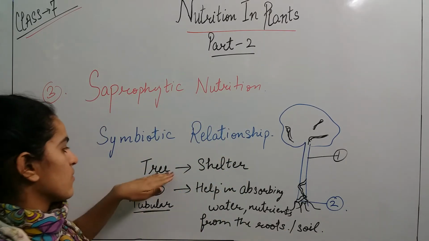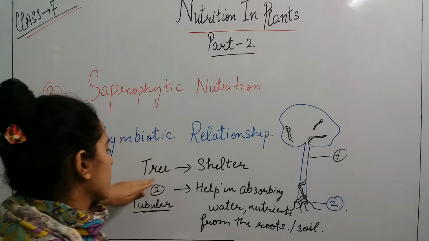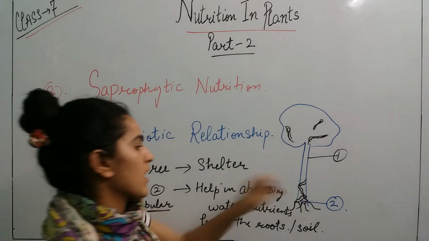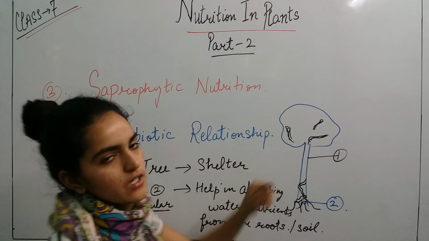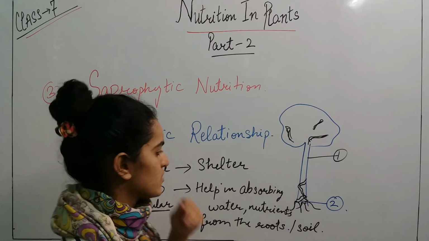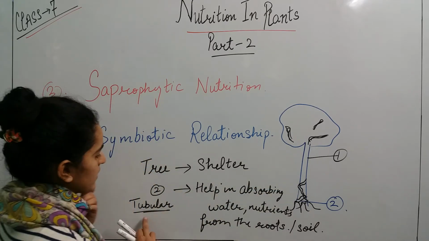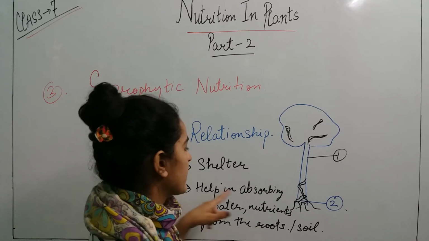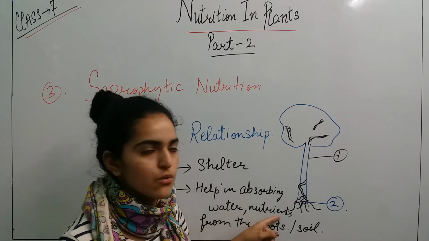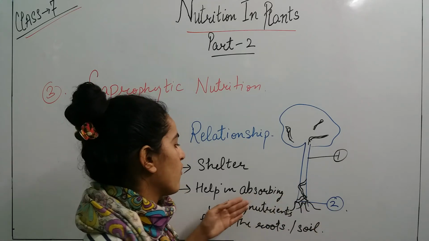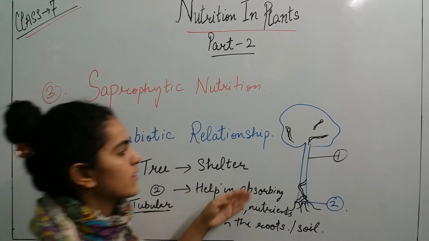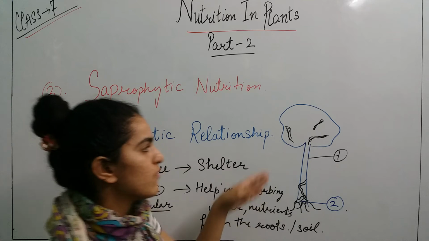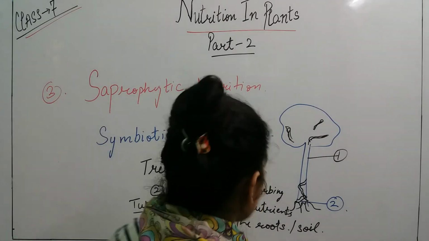So the tree, what benefit is it giving to this tubular organism? It is giving shelter to it, a place to live. Okay, and this tubular organism, what is it doing? It is helping in absorbing water and nutrients from the soil. For whom is it doing this? It is doing it for the tree. This is helpful for the tree. Okay, another example.